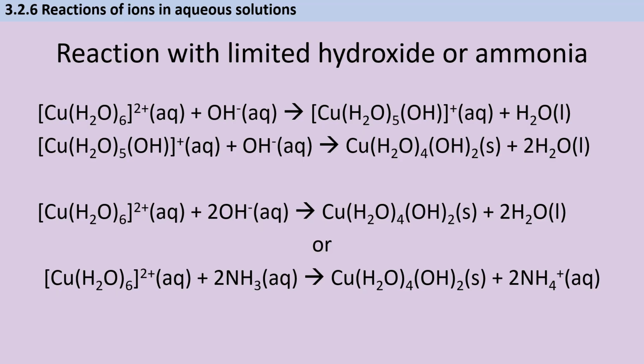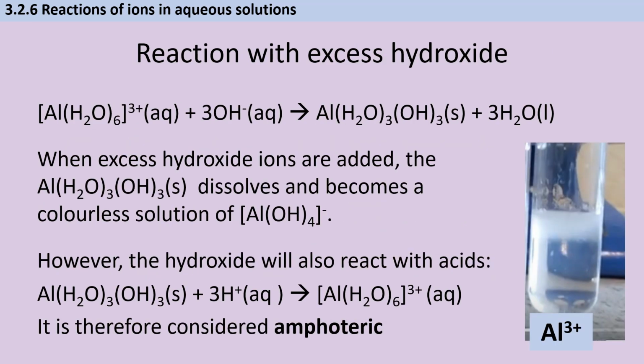Alternatively, ammonia will take 2 hydrogen ions away from 2 of these 6 water molecules, and what we're left with is that same precipitate alongside 2 ammonium ions. Aluminium is the interesting one of these ions because if we take those aluminium ions and add a source of hydroxide ions, then we get this white precipitate that you can see here. But if you keep on adding hydroxide ions, then eventually the white precipitate redissolves and it makes a colourless solution instead. The hydroxide also reacts with acids.